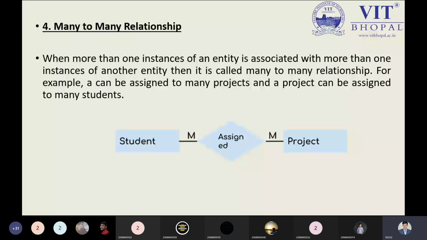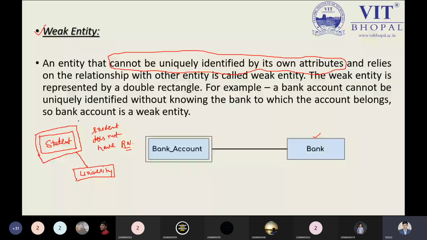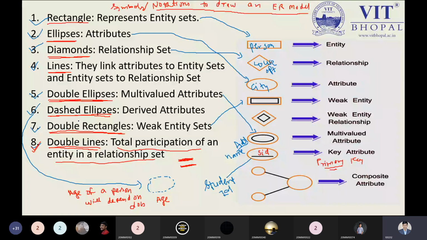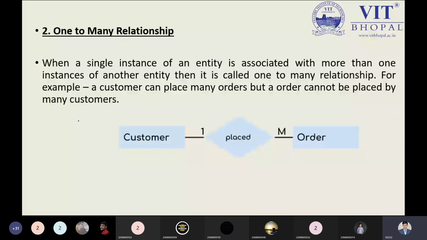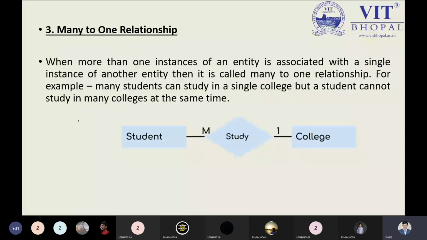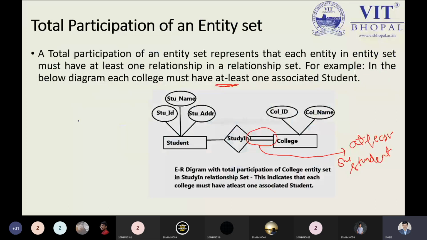Okay, good, thank you. Now I'm going back to my important point that we have discussed so far: the double line. A student asked me, sir, what is the meaning of the double line? So I'm going back to my last slide, which we discussed, that is one to many. After this point, we have total participation. What is total participation of an entity saying to us? Total participation of an entity represents that each entity in the entity set must have at least one relationship.